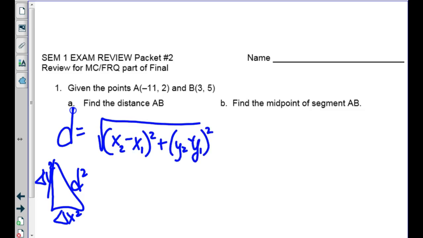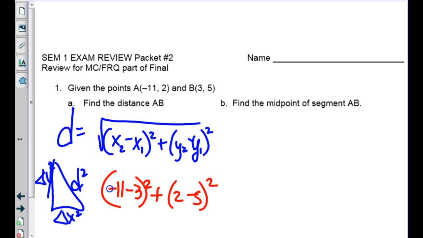Let's see if I can get my cursor fixed here. There we go. All right, so negative 11 minus 3, 2 minus 5. You can type it all in. I don't know if it's an exact answer. It might be, so don't type the square root in. This would be 196 and 9. What is that, guys? 203?